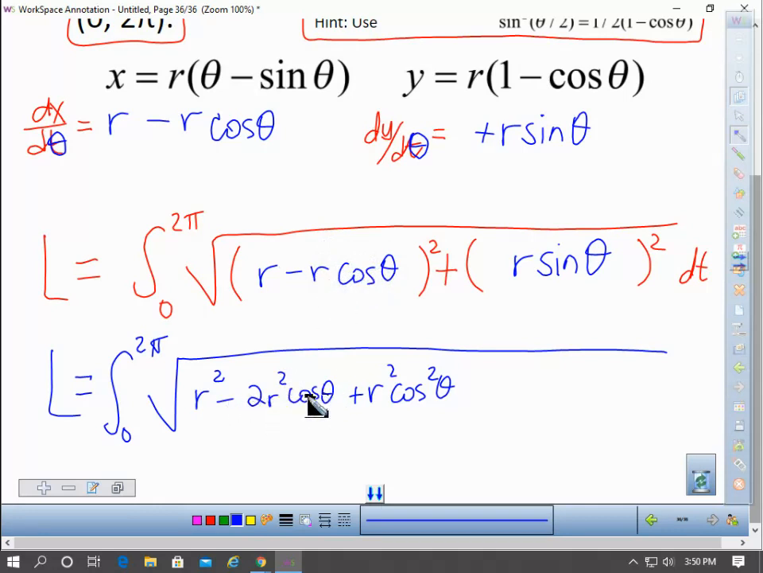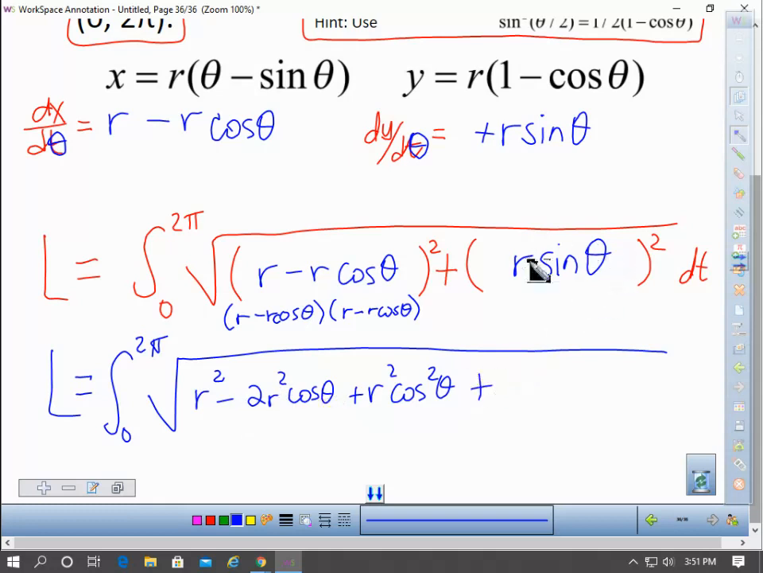Again, if you cannot do this the short way by squaring the first term, squaring the last term, and then multiplying it and doubling it, then I suggest you write these out separately. Write it as r minus r cosine theta, r minus r cosine theta. Let me make sure I write it correctly. Write it out twice because it's being squared, and then do first, outer, inner, last to get this.